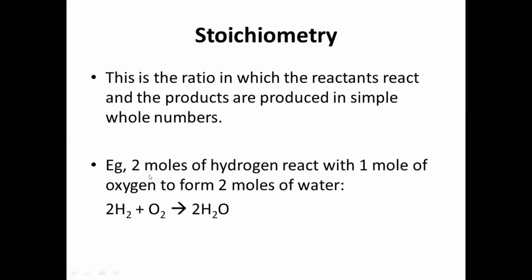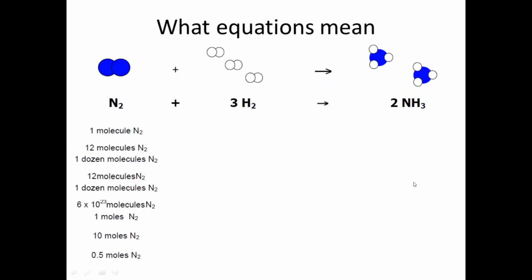Okay, so for example, 2 moles of hydrogen react with 1 mole of oxygen to form 2 moles of water. That's a stoichiometric relationship. So that's what we have in the equations. Now, our equations, as I mentioned before, tell us the ratios. It's a proportional relationship. So what is the ratio in this one? The ratio is 1 to 3 to 2. So whether I have molecules or moles, I'm going to have the same ratio.